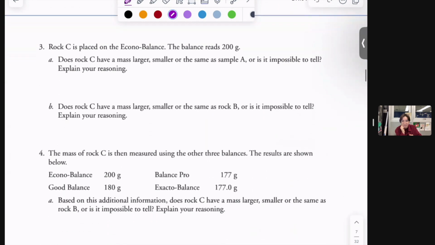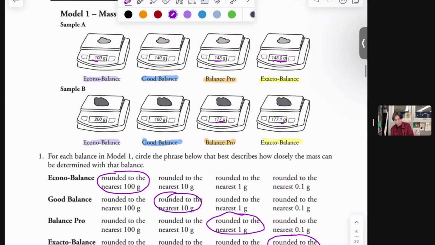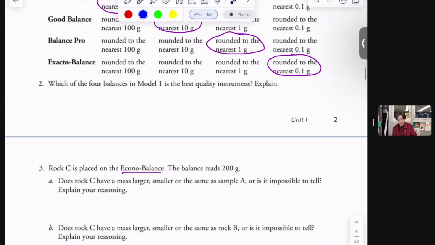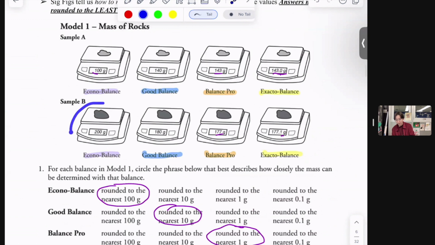Okay, let's think about this. If I had a new rock, rock C, and I'm measuring it on my economy balance. Using this tool, I put a rock on it and I get a reading that it's 200 grams. So it kind of looks like this probably. I put a rock on it and it is reading 200 grams.